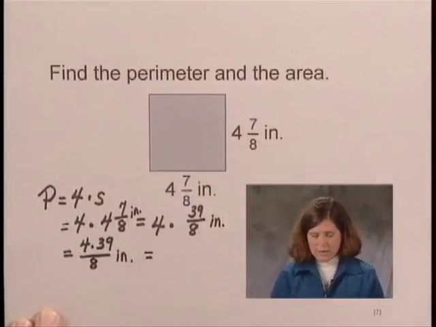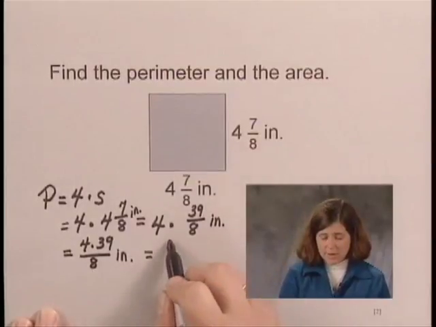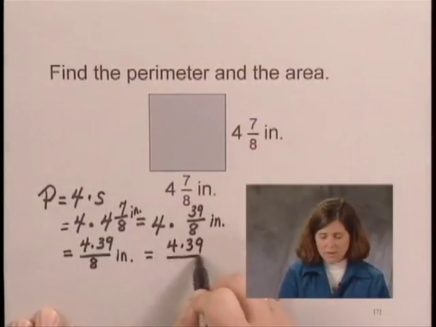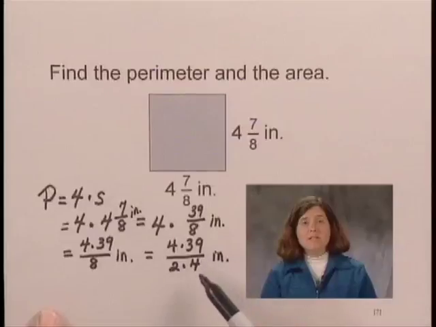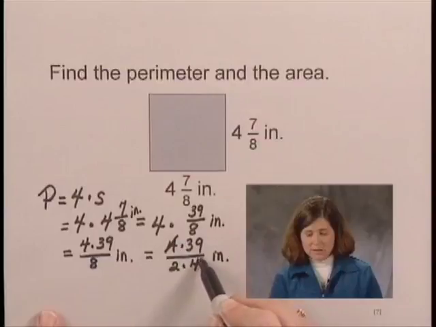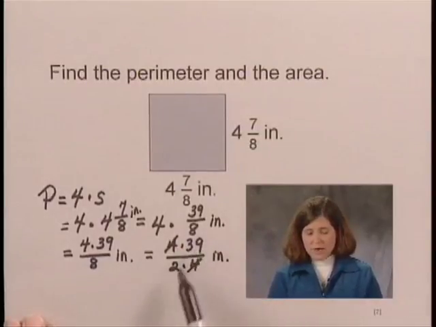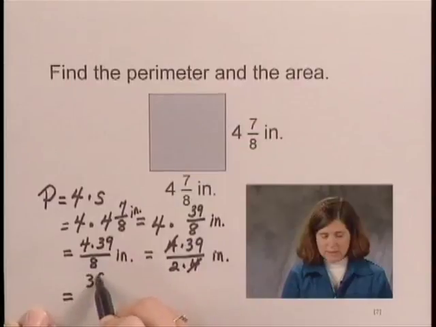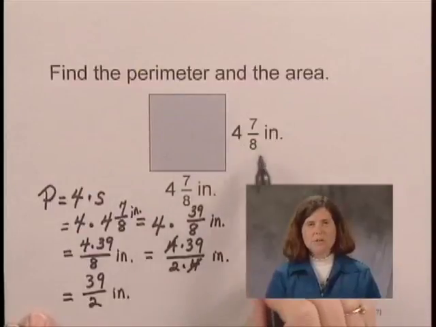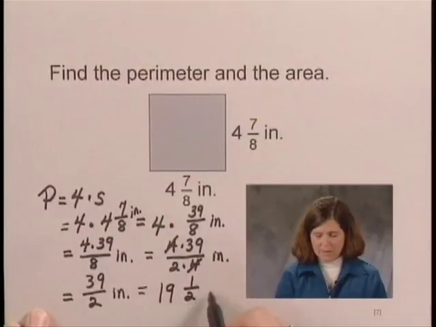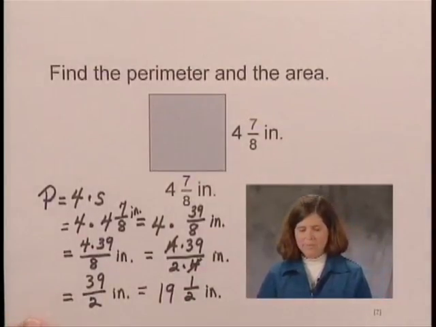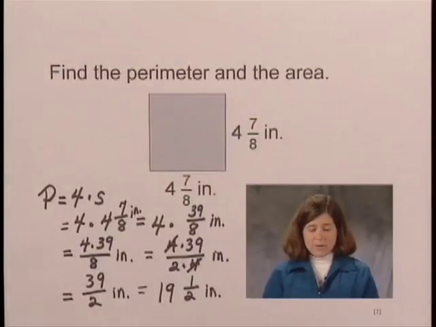which is, if I factor the 8 as 2 times 4, I have 4 times 39 over 2 times 4 inches. The numerator and the denominator are factored. Each of them has a factor of 4. So I can cancel the 4's, and I'm left with 39 over 2 inches. And since my sides were given as mixed numerals, I will write this as a mixed numeral, 19 1/2 inches. That's the perimeter of the square.